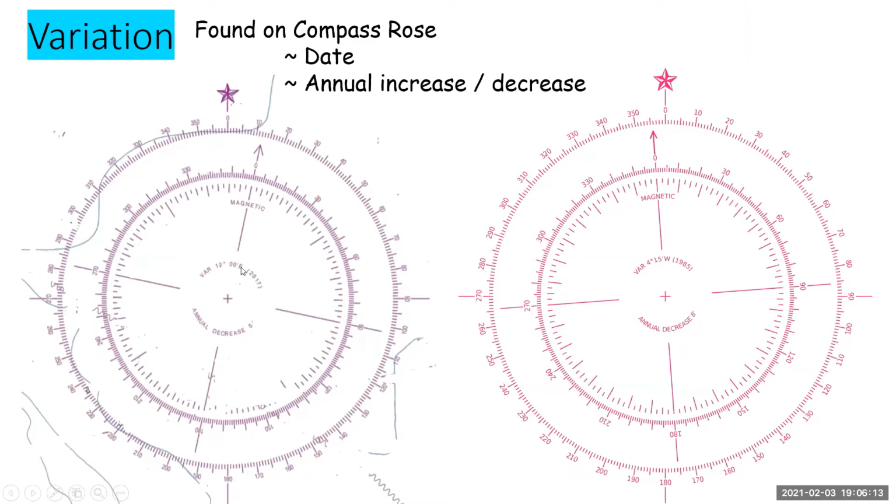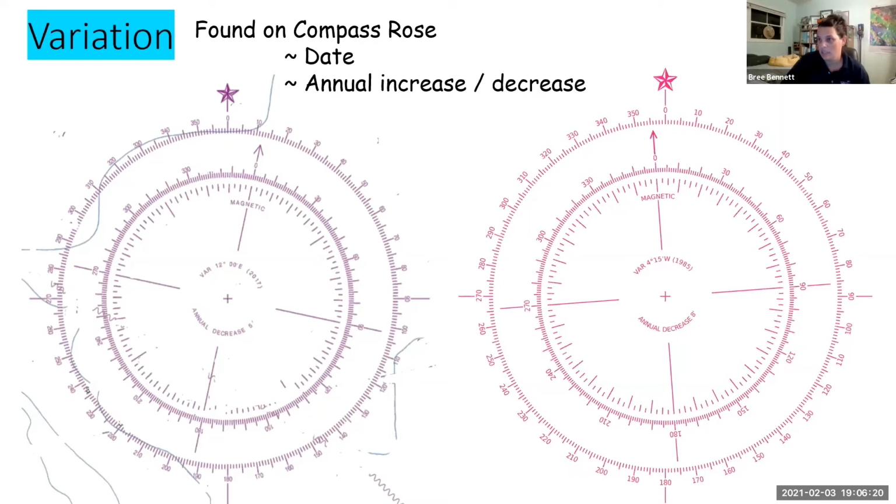What does the decrease versus increase mean? Does that mean it's moving back west? Correct. And if it was increasing, it would go more east. Yes. Got it.